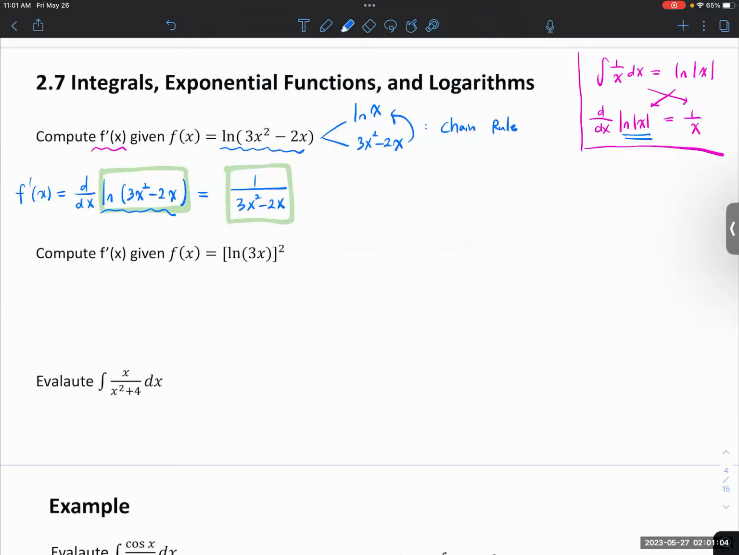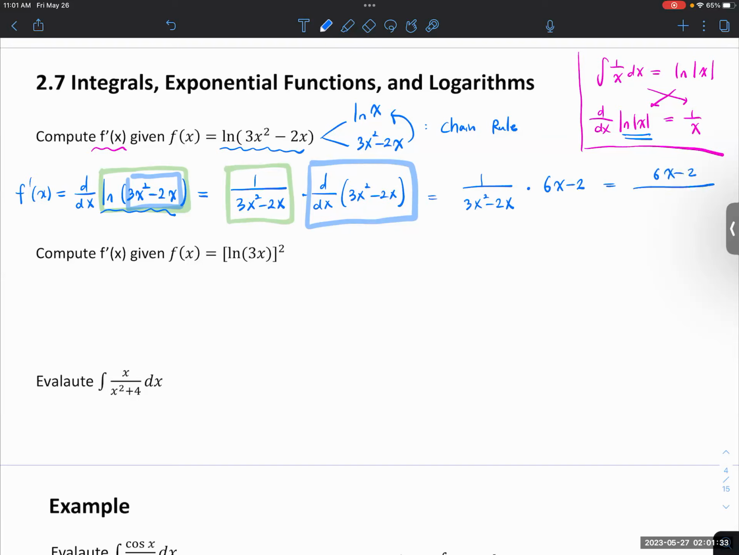And then you have to take the inside differentiation. So that is going to be times, what do you guys think? You have to take the differentiation of the inside, 3x² minus 2x. Are you following? So this is the inside. Therefore, 1 over 3x² minus 2x is the outside differentiation, and the inside is 6x minus 2. So finally, 6x minus 2 over 3x² minus 2x. That's the answer.